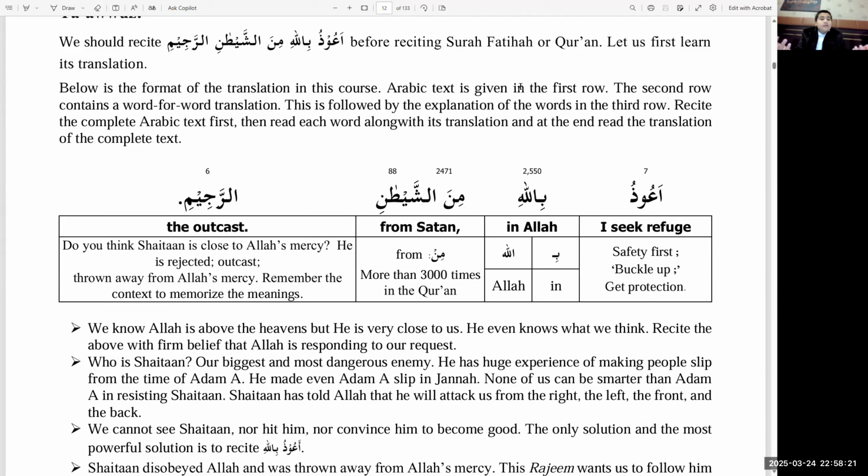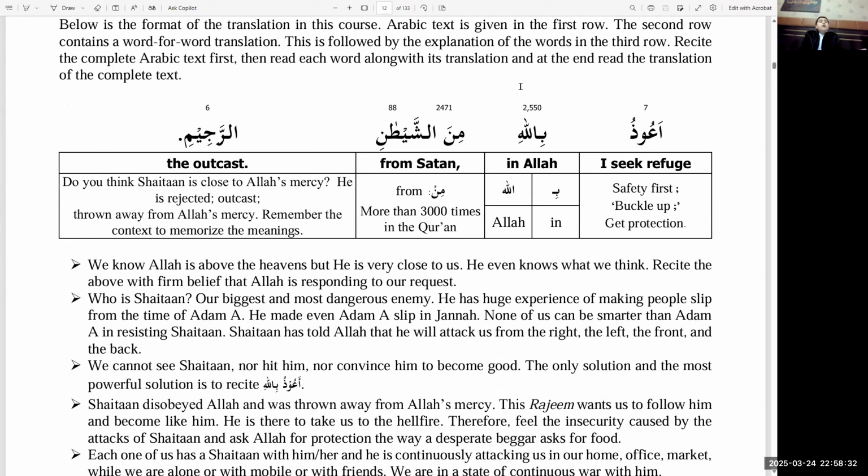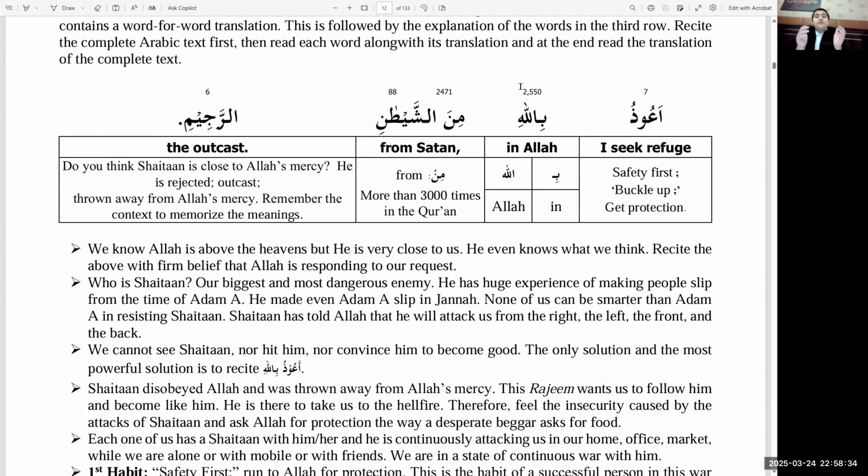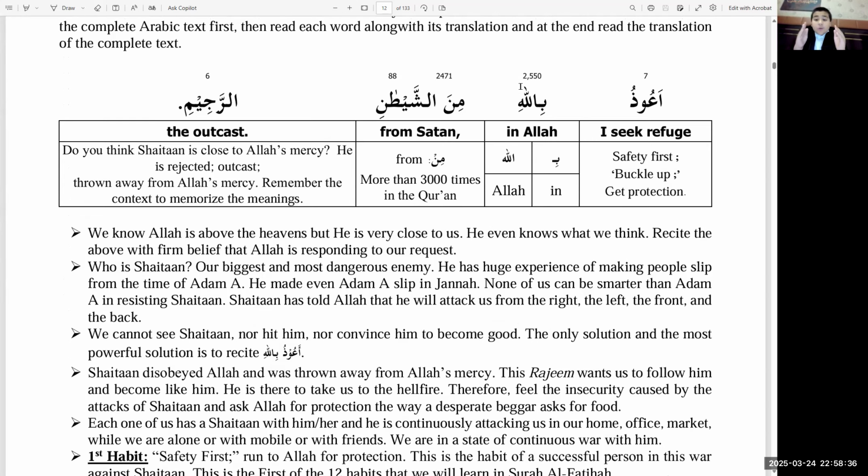Ar-Rajim, the outcast. Do you think Shaitan is close to Allah's mercy? He is rejected, outcast, thrown away from Allah's mercy. Remember the context to memorize the meaning. We know Allah is above the heavens, but He is very close to us. He even knows what we think. Recite the above with firm belief that Allah is responding to our requests.